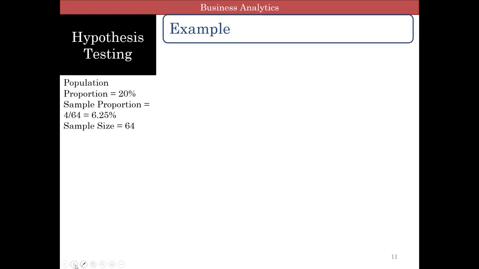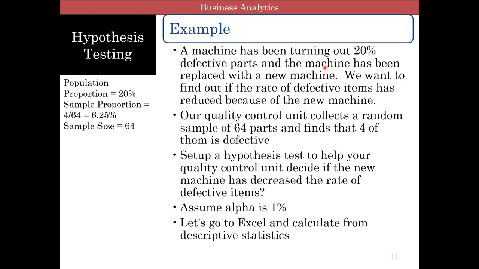So now we did an upper control limit. We did a one-tailed upper-tailed test. We did a two-tailed test. Now we're going to do a lower-tailed test. So in this example, we have a machine turning out 20% defective parts. So this is kind of a bad machine. It's been having 20% defective parts.